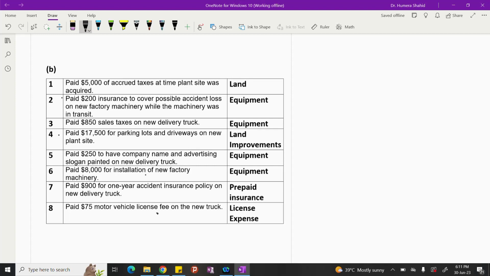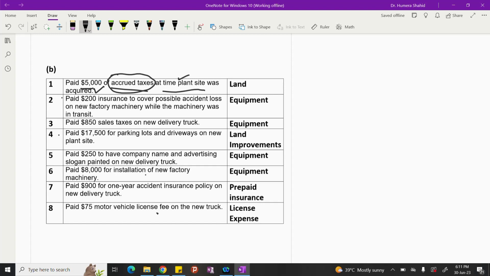So number 1 says that paid $500 of accrued taxes. Accrued means payable, right? Accrued taxes at the time the plant site was acquired. You purchased a site, an area for your plant. It's just a site right now. You acquired it, and at that time you paid the accrued taxes on it. So payable taxes.